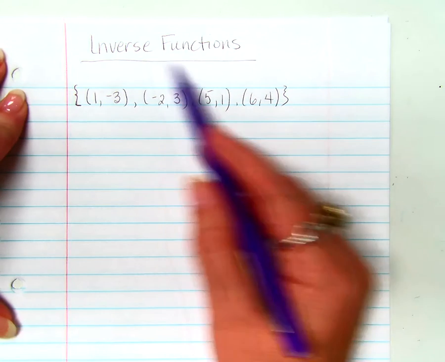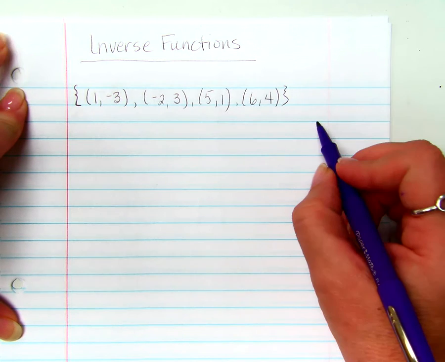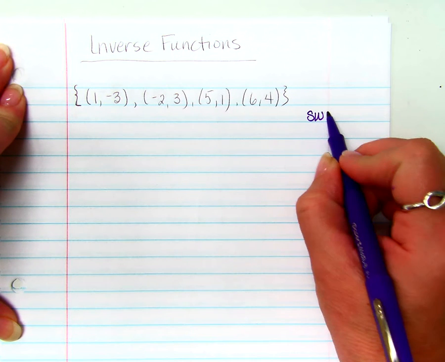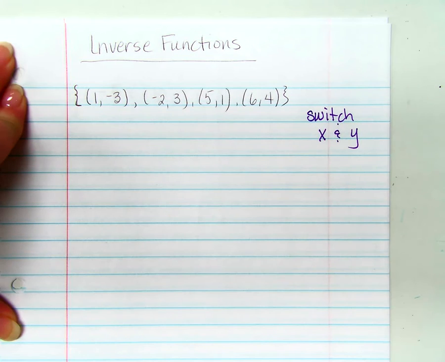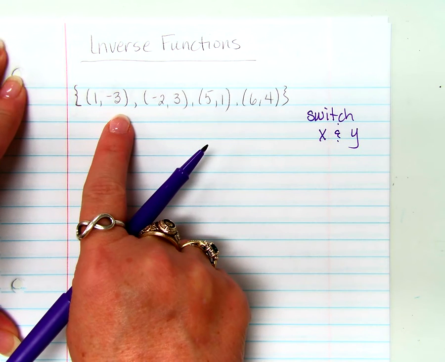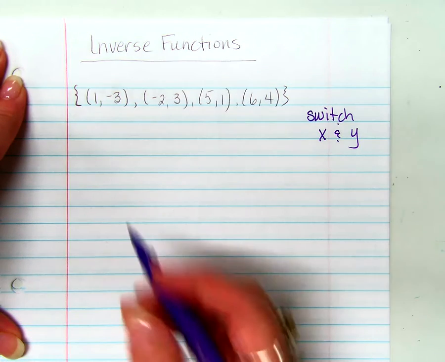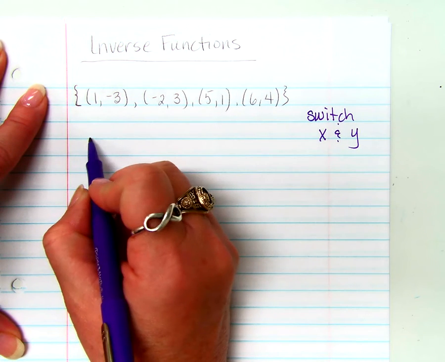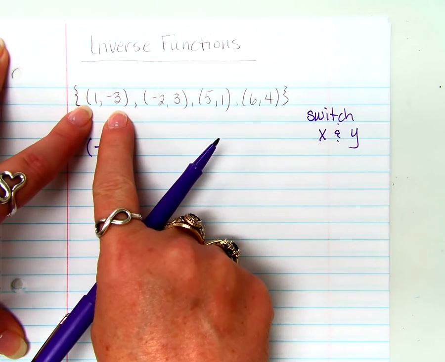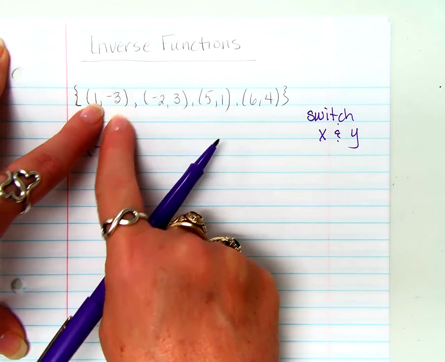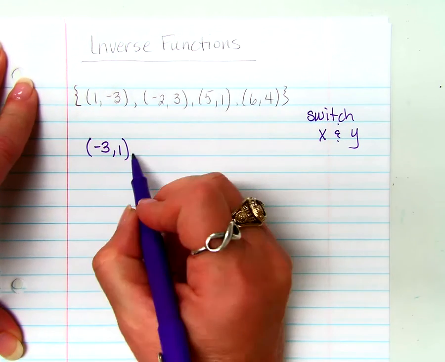Well, anytime you're trying to find the inverse, the very first thing I want you to think of is I want you to switch x and y. Switch x and y. That's what I want you to do. So if you're given this point right here, (1, -3), and I need you to switch x and y, well, that becomes (-3, 1). I didn't change the signs. I didn't do anything other than switch places of x and y.